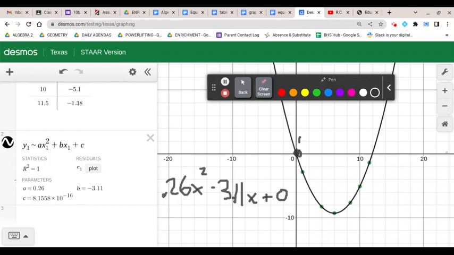And so that's that. So we did one of each. We did a quadratic, we did an exponential, and we did really two linears.